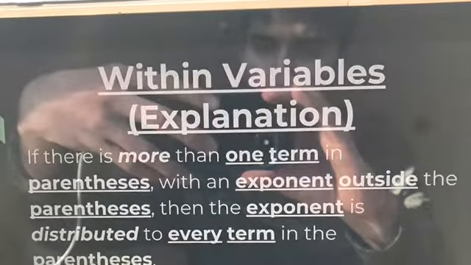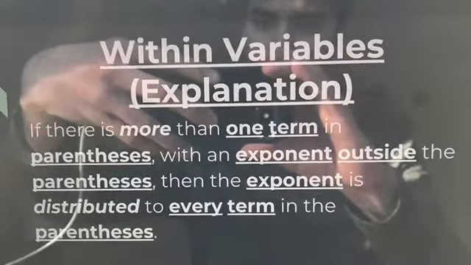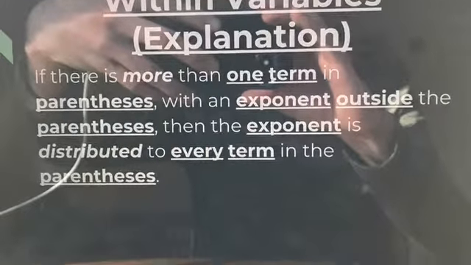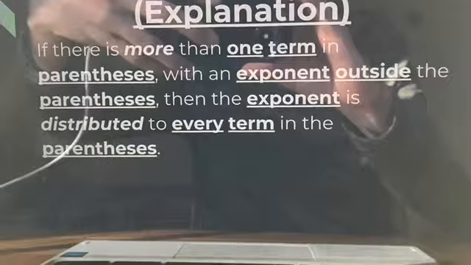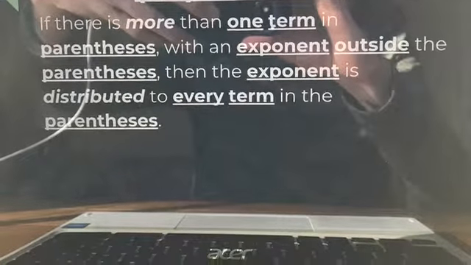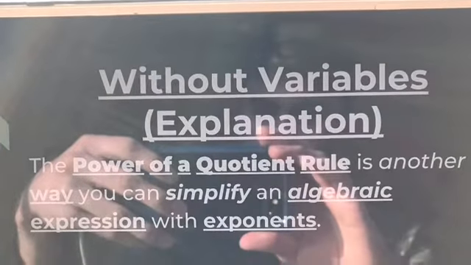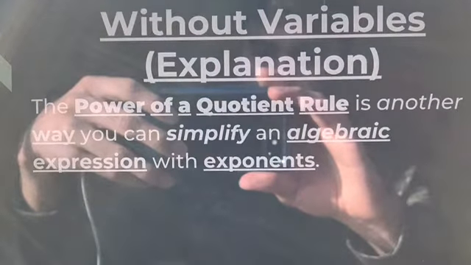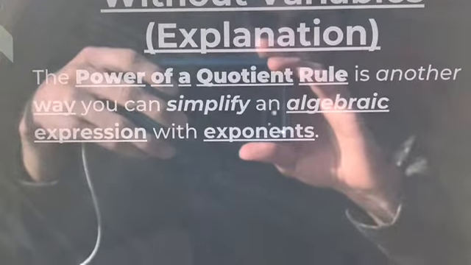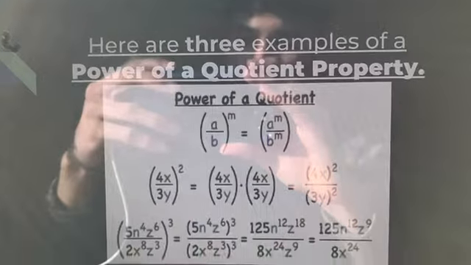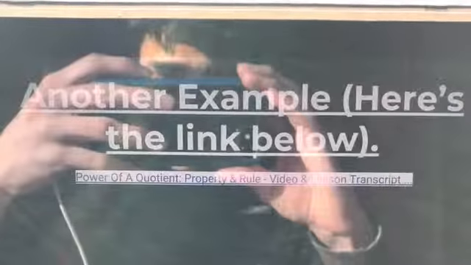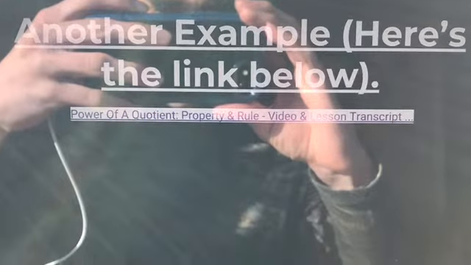Explanation within variables. If there is more than one term in parentheses, with an exponent outside the parentheses, then the exponent is distributed to every term in the parentheses. Explanation without variables. The power of a quotient rule is another way you can simplify an algebraic expression with exponents. Here are the 3 examples of a power of a quotient property with 3 in the center. Use the link below as another example.